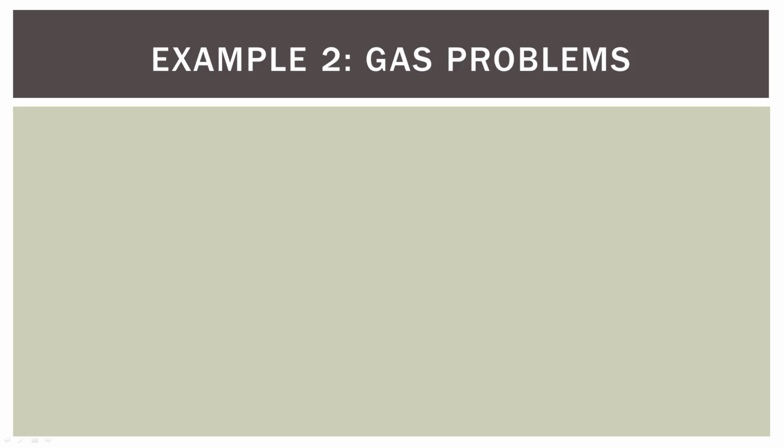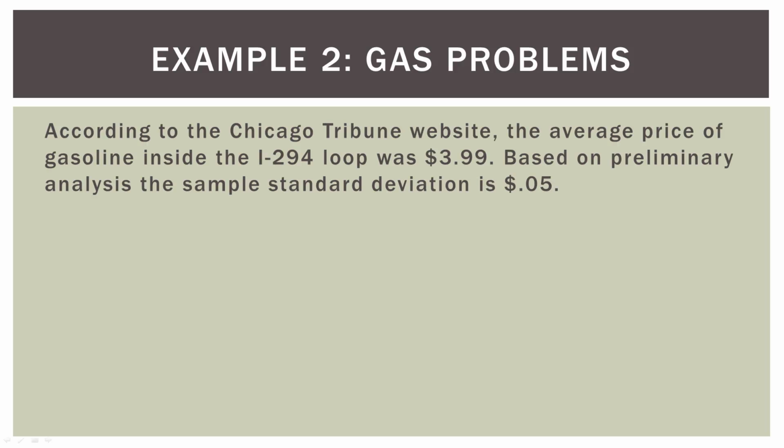Okay, example 2, gas problems. When I was doing this video, I pulled some data. According to the Chicago Tribune website, the average price of gasoline inside the I-294 loop was $3.99. Based on preliminary analysis, the sample standard deviation is 5 cents, so 0.05. So again, we have our $3.99 average price, and then we have our sample standard deviation of 0.05.